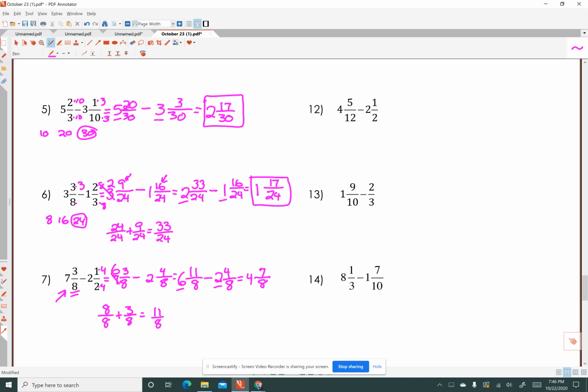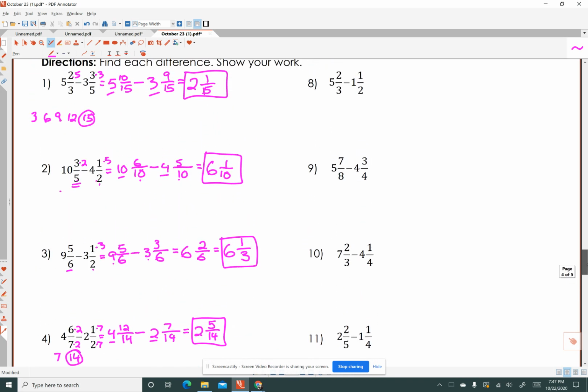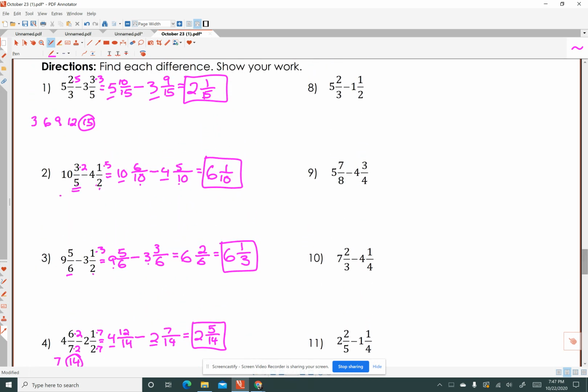So let's go back up to the top of the page, and let's do number 8, 9, 10, and 11. So pause the video and try to do 8, 9, 10, and 11 on your own.